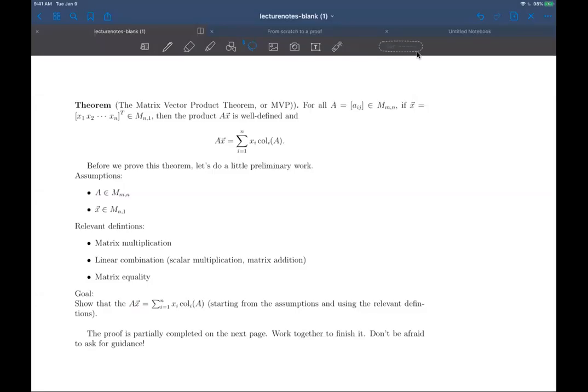All right, today I want to talk about the MVP, which is an acronym for the Matrix Vector Product Theorem. Oh man, I have an extra parenthesis. Gosh, all right. Always with the typos, me. And this is abstract at this point.